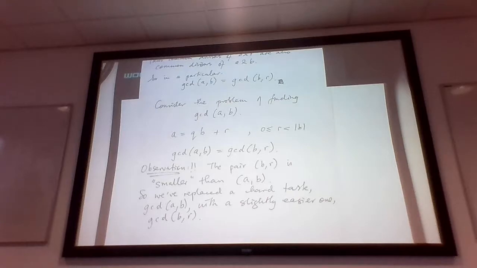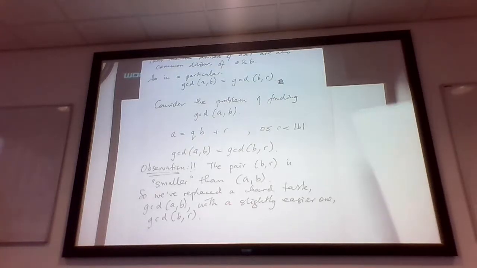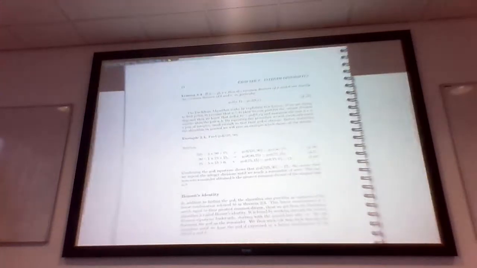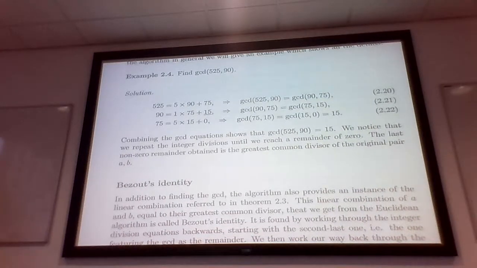Okay? So let's look at an example. It's already written out in full in the notes, so I won't repeat it. We'll look at it in the notes. So it's example 2.4. So here's an example of a run through the Euclidean algorithm. We'll formally specify the algorithm shortly, but it's more or less fully illustrated by this example and maybe a slightly longer example we'll look at next.